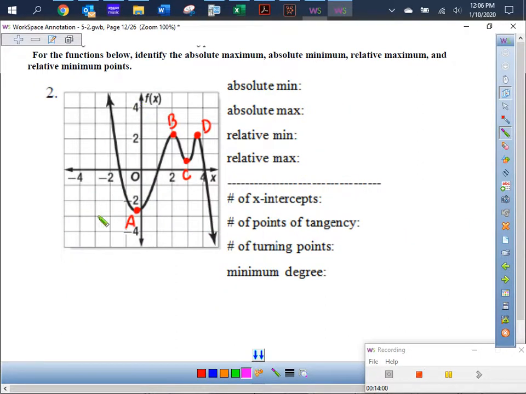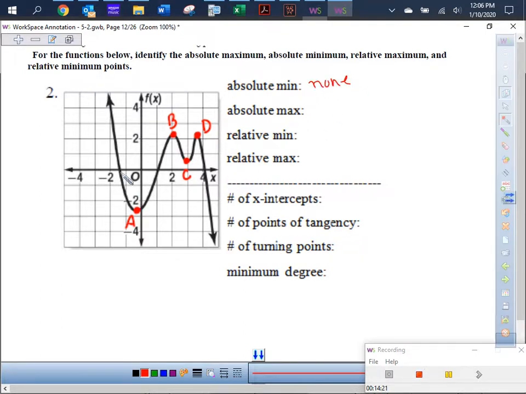First, I like to add bonus questions, even or odd. And since these ends are going different ways, this is an odd degree polynomial, and it's downright negative in that situation, so this has a negative leading coefficient. So is there any absolute minimum? No way, man. This thing goes down forever, so there is none. And the same thing with absolute max. This thing goes up forever, so there's none there. There's no way that an odd degree polynomial could have an absolute min or max because they go to infinities both ways.